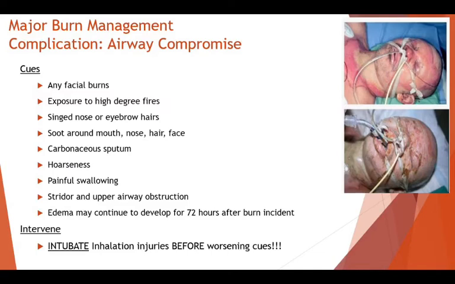We're not waiting for respiratory failure. We're not waiting for them to start complaining of stridor. We are too late at that point. The swelling has already happened and it's going to be hard to pass in the tube. So if you see singed nose or eyebrow hairs, any facial burns, or a report that they came from a high degree fire like a car fire or a house fire, and you suspect an airway compromise, they will intubate sooner rather than later.